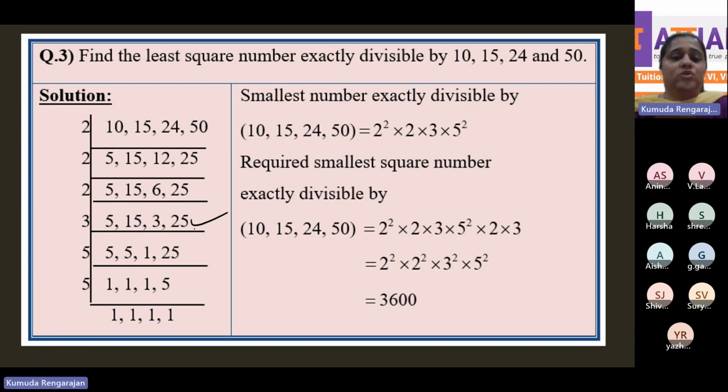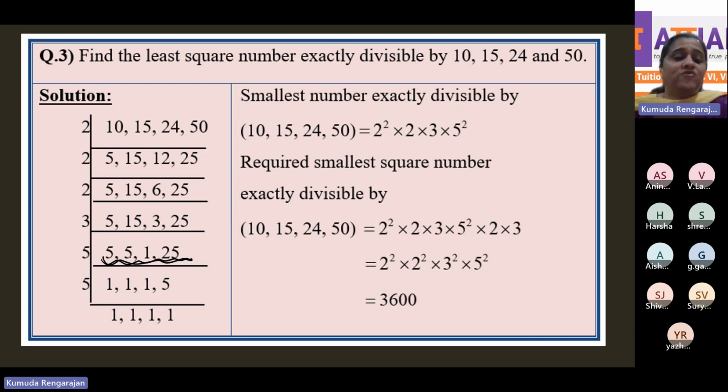So next prime, 3. 5 is not divisible by 3, so write 5 as it is. 15 is 5 times 3, ones are 25 as it is, not divisible. Now you should not take 3 here, because none of these numbers are divisible by 3. Sorry, meaning I told you the other way. None of these numbers are divisible by 3, so you cannot take 3.